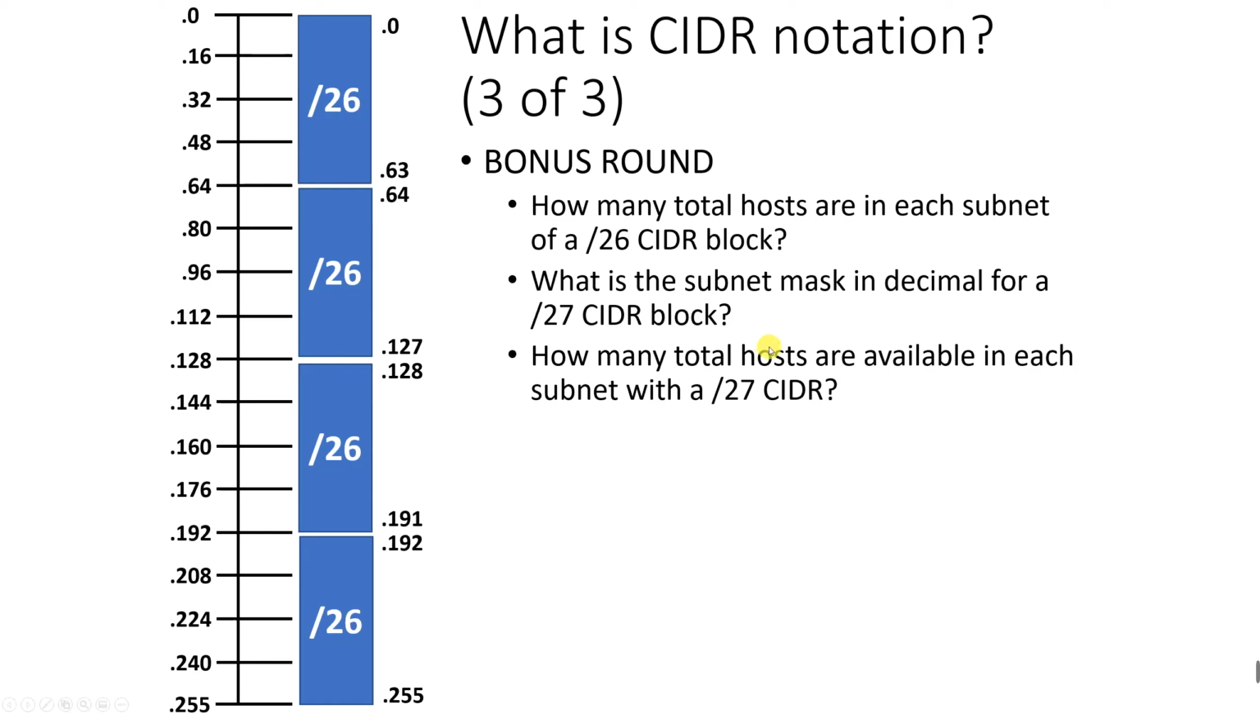Now, look at this last question. How many total hosts are available in each subnet with a /27 CIDR? Just take a guess at this. This is for where y'all are at right now. This may be a bit tricky. But remember, we started out with /24, and there were 256 total hosts. We went to /25, and that brought us to 128 hosts per subnet. We moved to /26, and that brought us to 64 total hosts per subnet. So just look at the pattern and take a guess. If we move to /27, how many total hosts will there be?